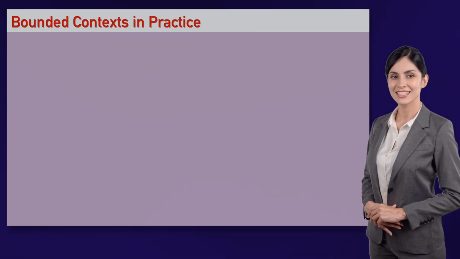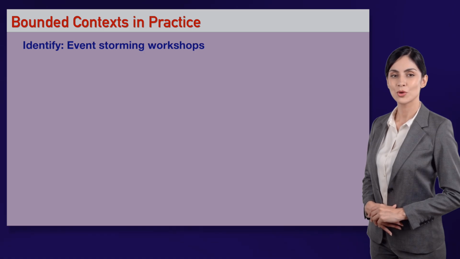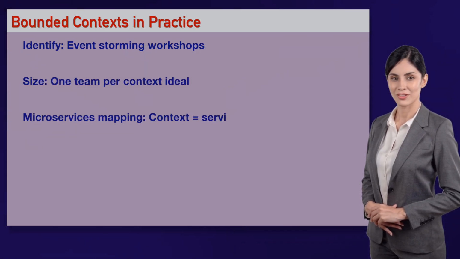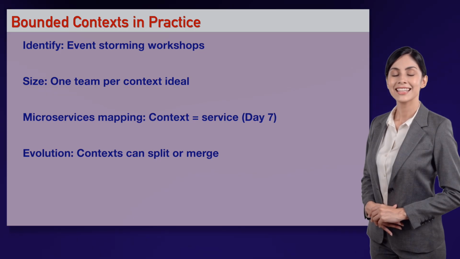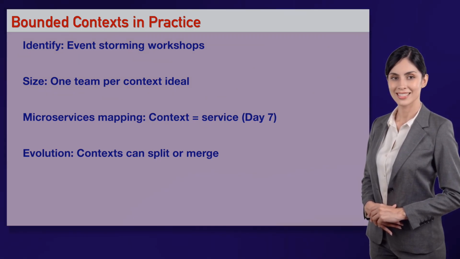Bounded contexts in practice. Identify them through collaborative event storming workshops with domain experts to discover natural boundaries. Aim for a context size that one team can own for autonomy. In Day 7 microservices, map each bounded context to a service for independent evolution. Contexts can evolve by splitting or merging as business understanding deepens.